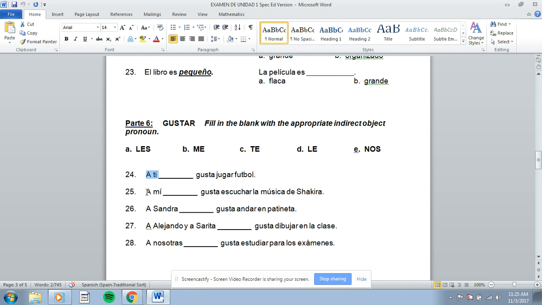Numero 25, number 25, is a mí. So which one of these up here would you use with a mí? I also taught you a trick about that one. A mí, would it be les, me, te, le, or nos? Which one would it be?